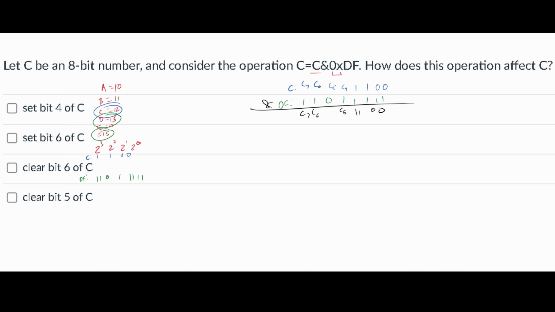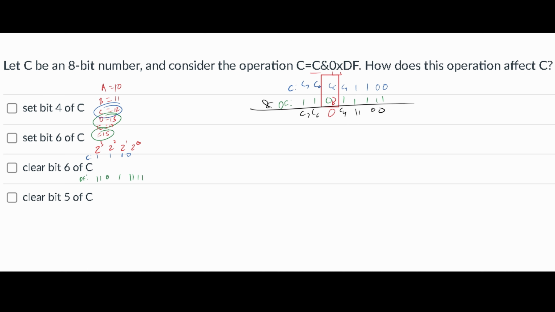Well, or C4. What about our C5? Well, for C5, we see we have a 0 here. And this is important because if our C5 is a 0, sure, that's going to be a 0 right here. But what if C5 is a 1? Well, that's still going to be a 0 from this 0. And so that means we are going to be clearing bit 5 of C.